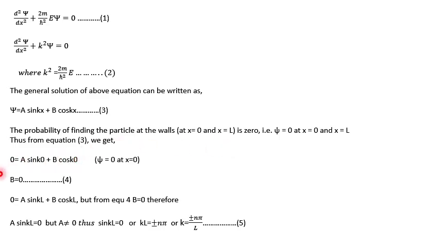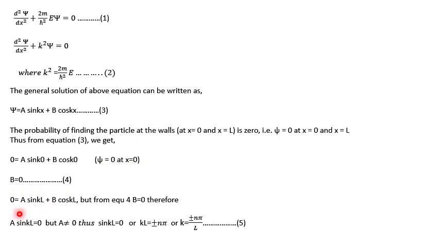Now we are applying the first boundary condition, psi is 0 at x is equal to 0, in equation 3. So in place of x we substitute 0, and in place of psi we substitute 0 also, according to this boundary condition. When k is multiplied by 0 the sine becomes 0, so the first term becomes 0. Only b is left. Because cos 0 is equal to 1, b becomes 0. This we get by applying the first boundary condition.